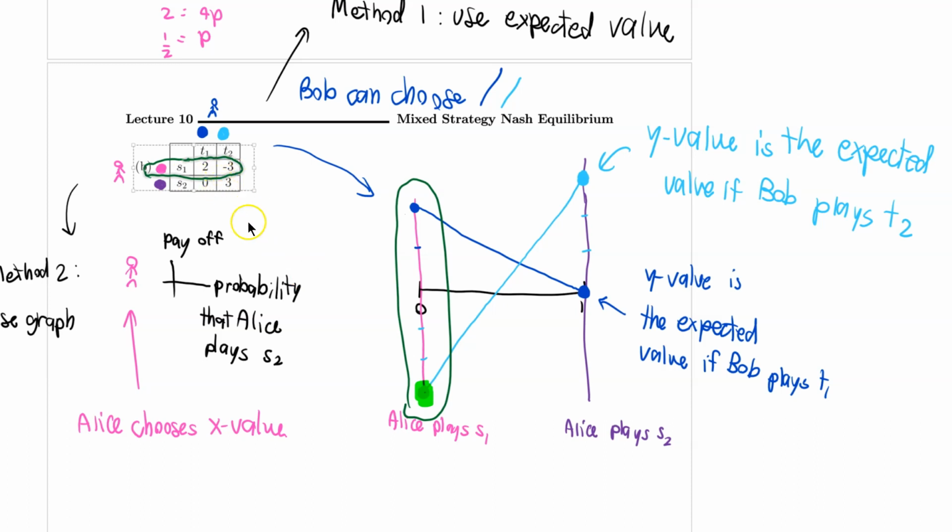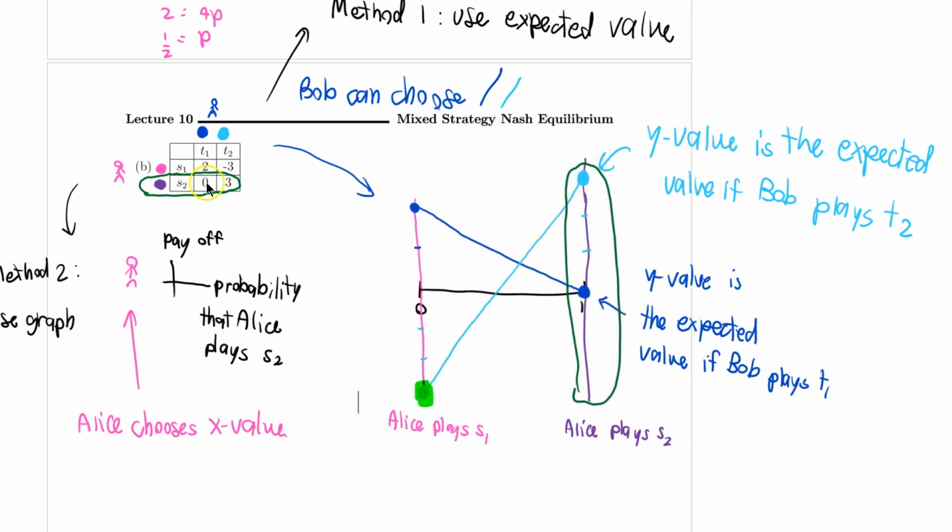On the other extreme, let me redraw this. If Alice were to choose S2, that means we are looking at here. Now, if we were Bob, then we would rather choose T1 because that means we don't have to pay Alice anything. If we choose T2, that means we have to pay Alice $3. And that corresponds to the dark blue dot and light blue dot here. I have to choose between paying nothing and paying $3. So I'd rather choose the bottom one.